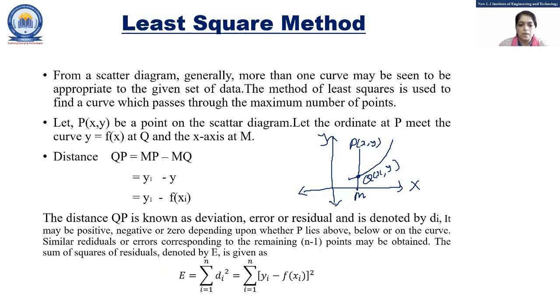So the distance QP is known as the deviation, error or residual and is denoted by di. It is the most important part, students. It may be positive, negative or zero, depending upon whether P lies above, below or on the curve. Similarly, residuals or errors corresponding to the remaining n-1 points may be obtained, and the sum of the squares of the residuals is denoted by E, given as E equal to summation i equal to 1 to n of di square. And what is di? di is yi minus f of xi, the whole square.